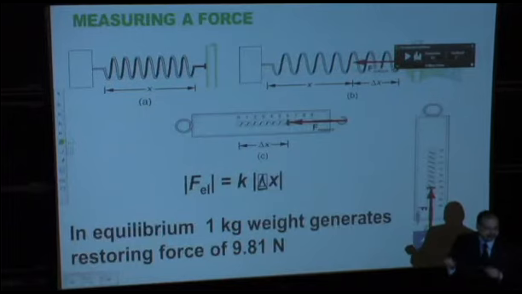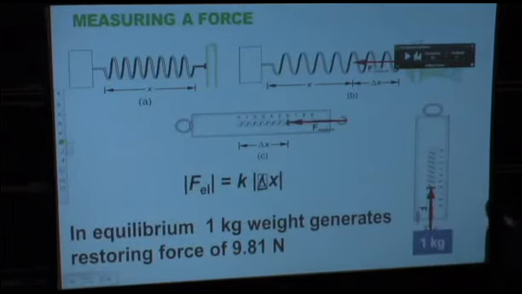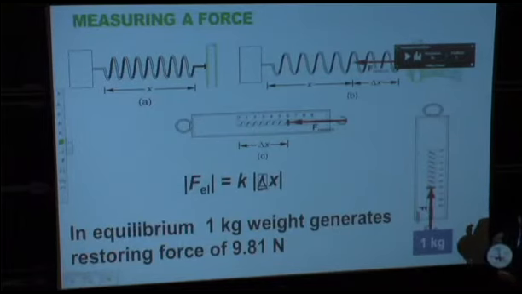The stretch is directly proportional to the force I apply. And people use this fact to develop scales. That's it. That's what it is. If I apply a force, there is a spring in it which stretches, and the stretch is proportional to the force. That's it.